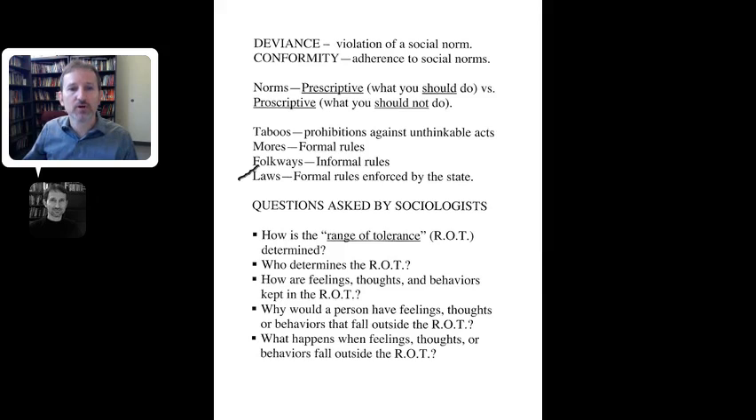Law, these are formal rules that are enforced by a state, and there are always three levels of state or government. You can talk about law at the local level, the state level, as in the state of Nebraska or Wyoming, and then the federal level. The chapter deals with certain kinds of questions that are typically asked by sociologists. And there's a notion, ROT, the range of tolerance, that is a lot of fun to consider.